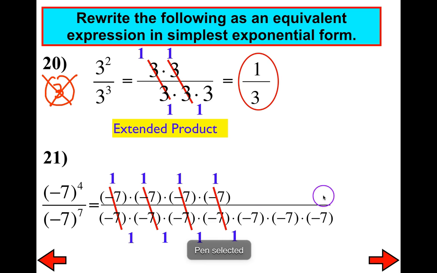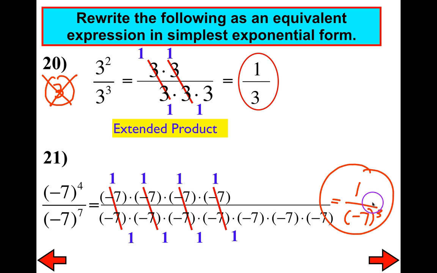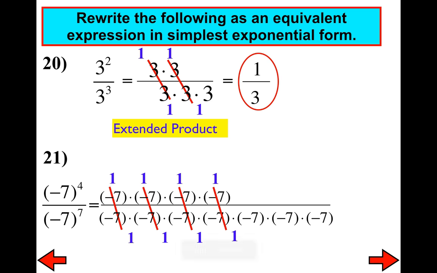Here, again, I would love for you to practice writing as a fraction here, seeing that I only have a 1 in the denominator, but I have negative 7 repeated 3 times. So this would be my answer. And again, if you don't do this step of writing that fraction bar, you might accidentally write your answer like this, which would be marked wrong. So be very careful.